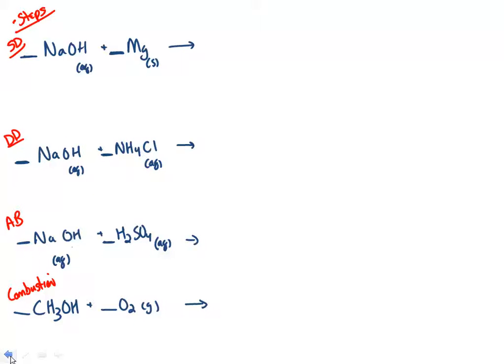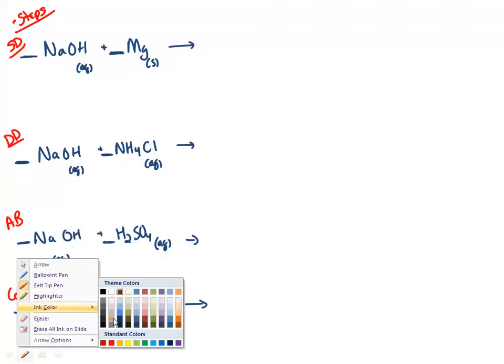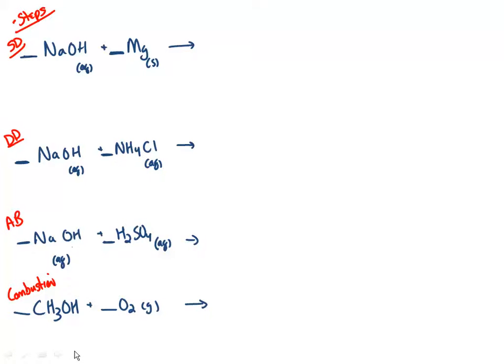Okay, so going back then, what's the trick to remembering single displacements? Yeah, you have to look at the activity series, right? And you also have to decide what to swap. So in this case, should I swap and write NaMg plus OH, or do I do MgOH plus Na? Yeah, what's wrong with this?